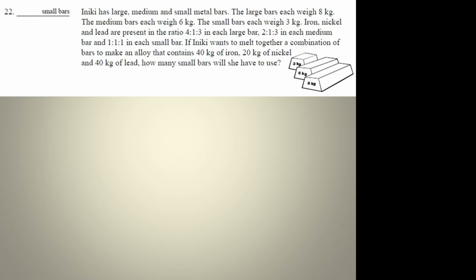Iron, nickel, and lead are present in the ratio of 4 to 1 to 3 in each large bar, 2 to 1 to 3 in each medium bar, and 1 to 1 to 1 in each small bar. If Uniki wants to smelt together a combination of bars to make an alloy that contains 40 kilograms of iron, 20 kilograms of nickel, and 40 kilograms of lead, how many small bars will she have to use?